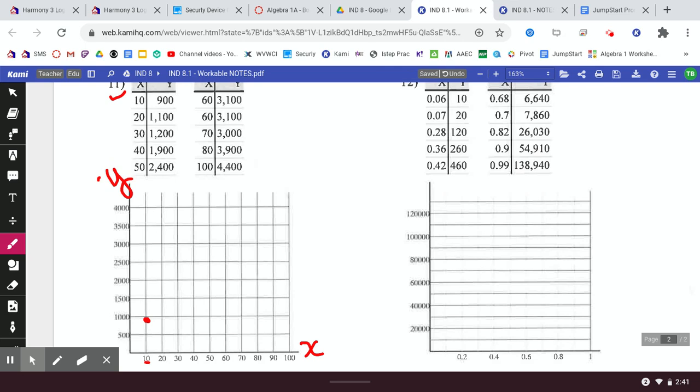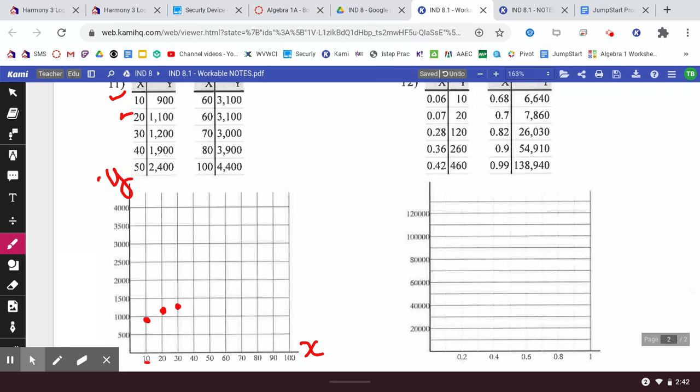Then I've got the point 20, 1,100. So I'm going to go over to the 20 on the x-axis. And then again, I don't have a 1,100, but I have 1,000, and 1,100 is just above 1,000, right? So I'm going to put a point just above 1,000. And then I've got the point 30, 1,200. So I'm going to go over to 30 on the x-axis. And then again, I don't have a 1,200, but I know 1,200 is sort of in between 1,000 and 1,500. So I'm going to put it there in the middle.